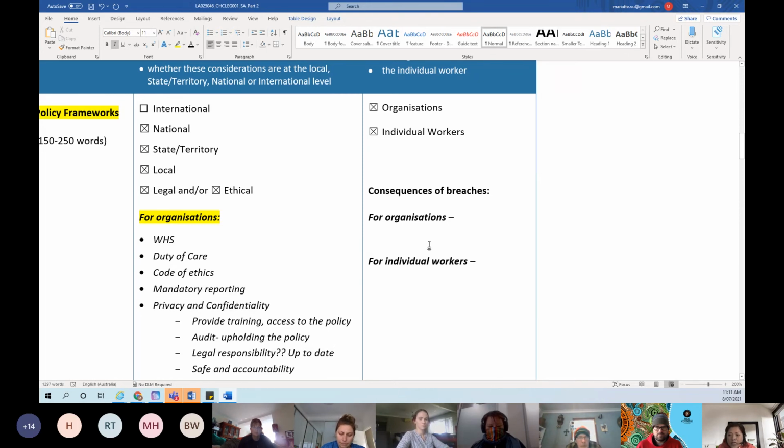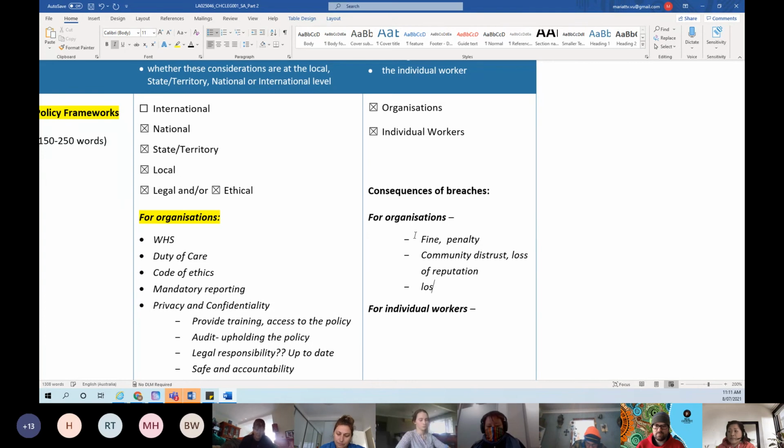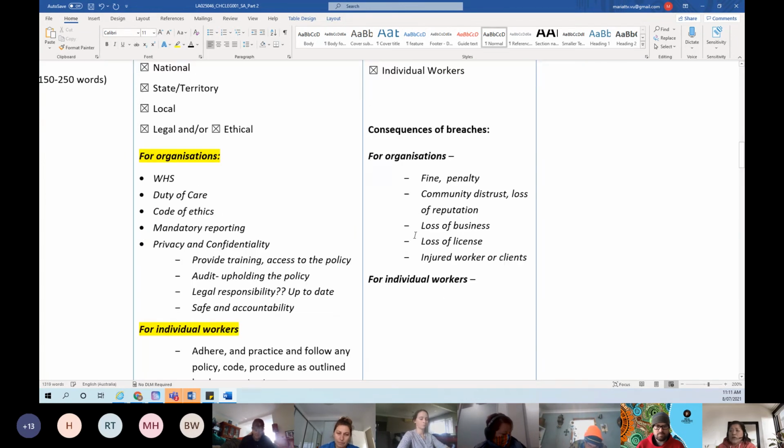What have we got here? We've got Kim. Yeah, fines. That's right. That could be exposed to a fine. Yeah. Distrust, so community distrust within the organisation. Excellent. We're seeing that a lot at the moment with the aged care facilities and COVID. I think there's a lot of distrust. So yeah, that's sort of happening. Excellent. Community distrust will lead to loss of reputation. Okay, you might lose business. So loss of business and clients not attending. You could lose your license. Yeah, loss of license depending on how severe the breach is. And the consequence for the organisation is that you could have an injured worker or injured clients. Yeah, worse off. Yeah. And what about the individual?